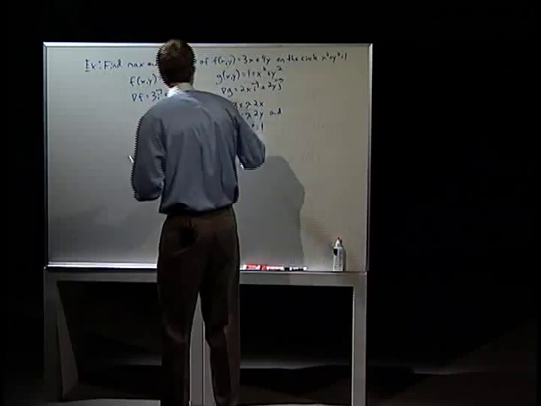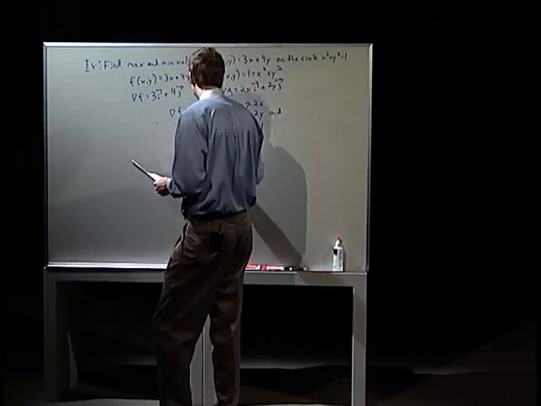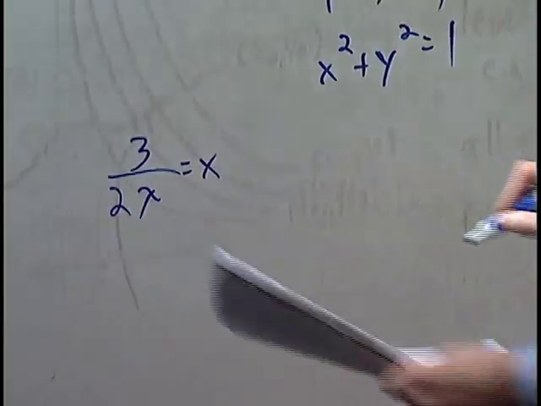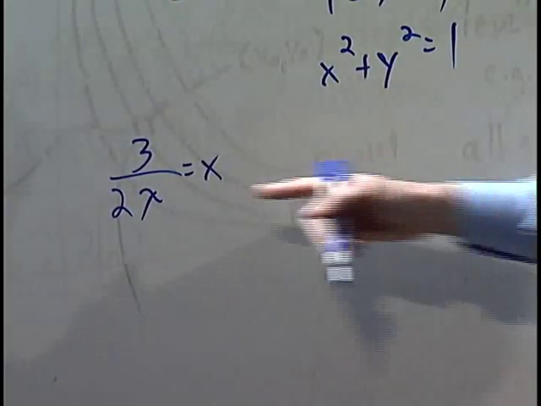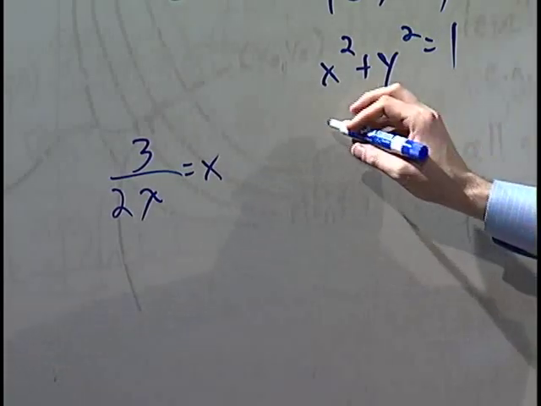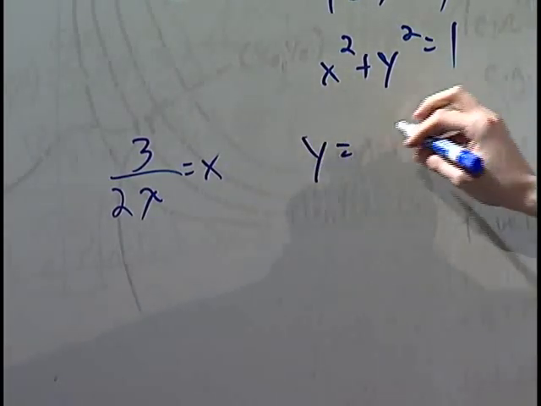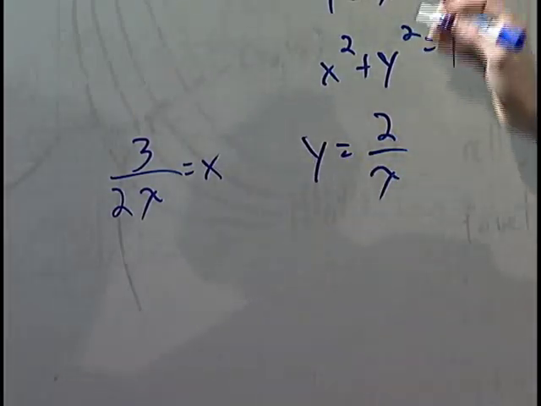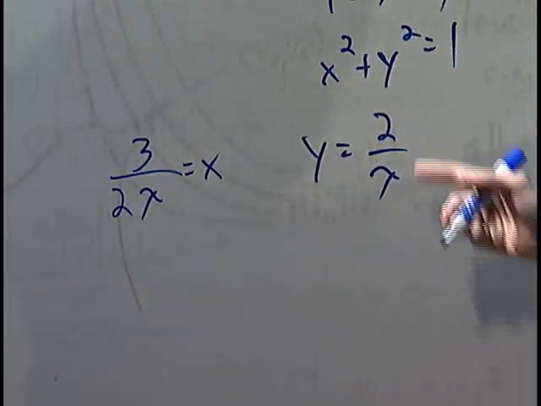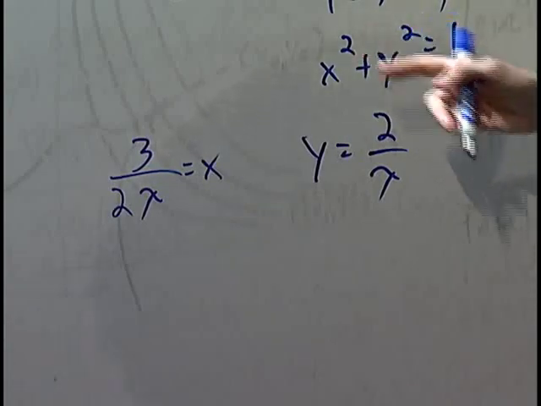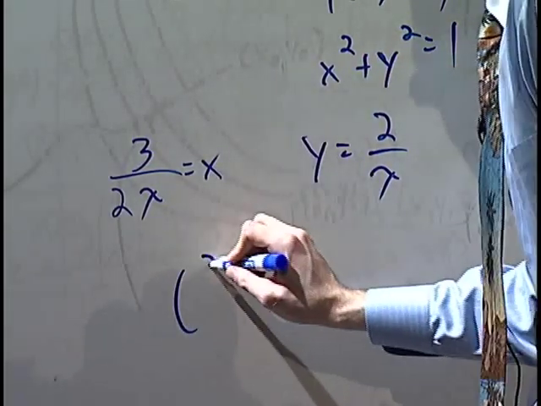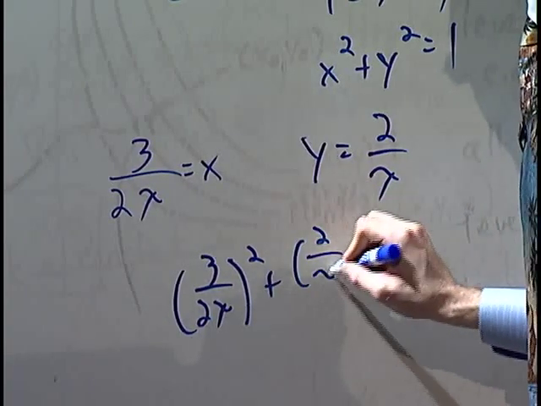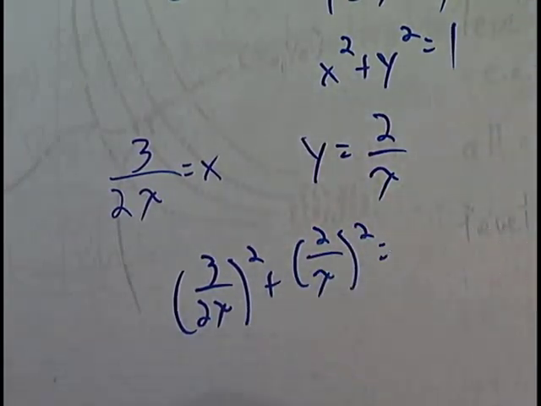So I'll start here and solve for x. So x is equal to 3 over 2 lambda. And again, lambda is not 0, so it's not going to matter if we divide by it. And y is equal to 2 over lambda, because 4 over 2 is 2. Yeah, that's right. So if I plug them in down here, I get (3 over 2 lambda) squared plus (2 over lambda) squared equals 1.